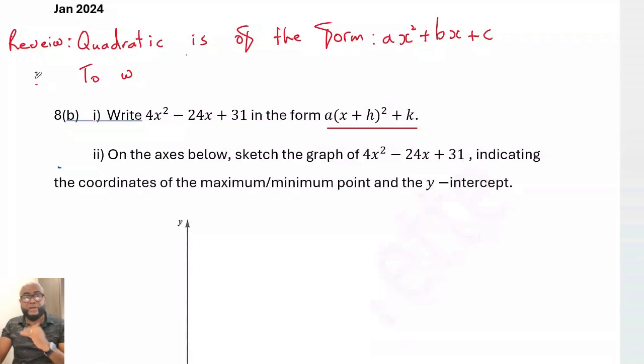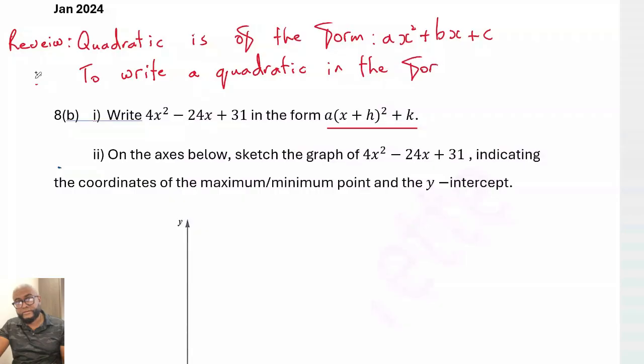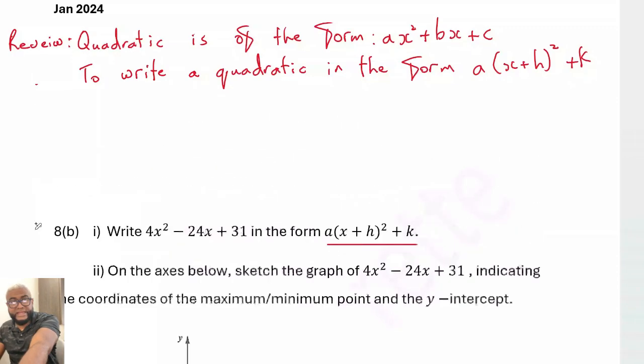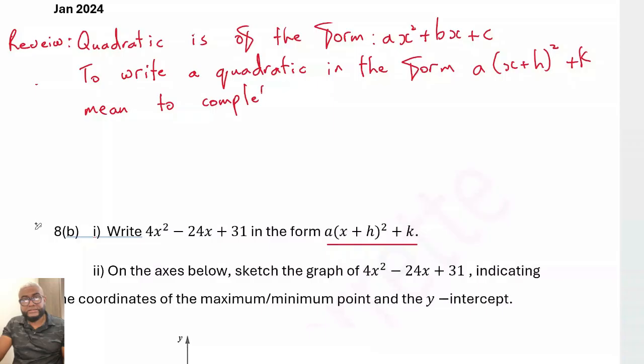So a quadratic is of the form ax squared plus bx plus c. To write a quadratic in the form a open brackets x plus h close brackets squared plus k means to, remind me again, complete the square. Excellent. Means to complete the square.